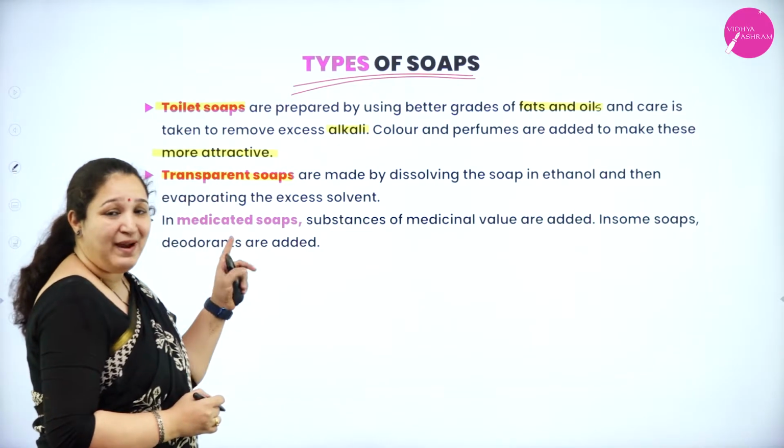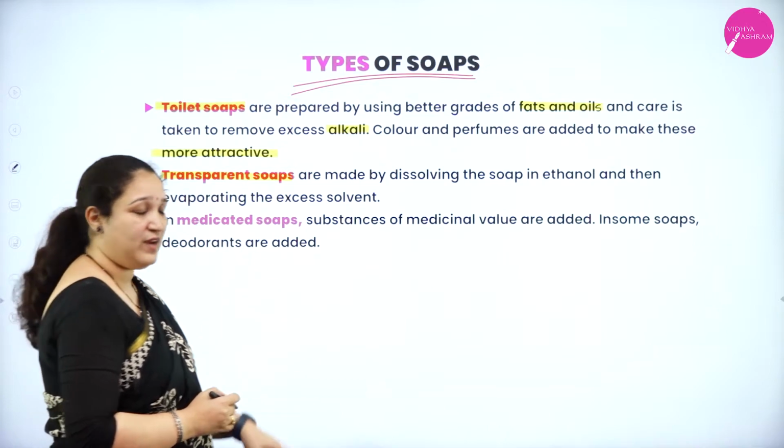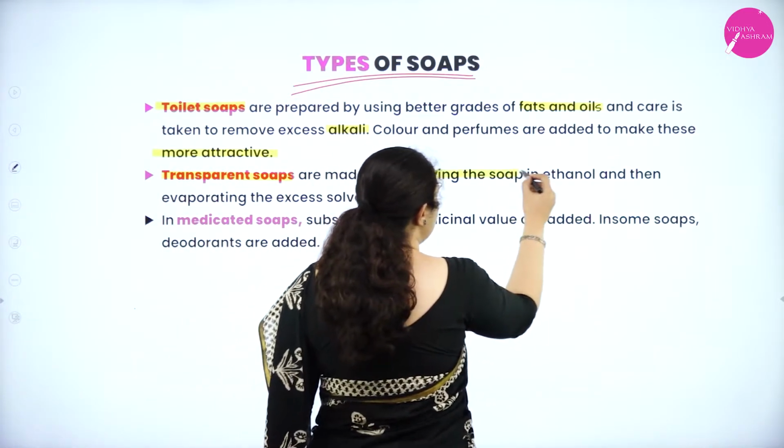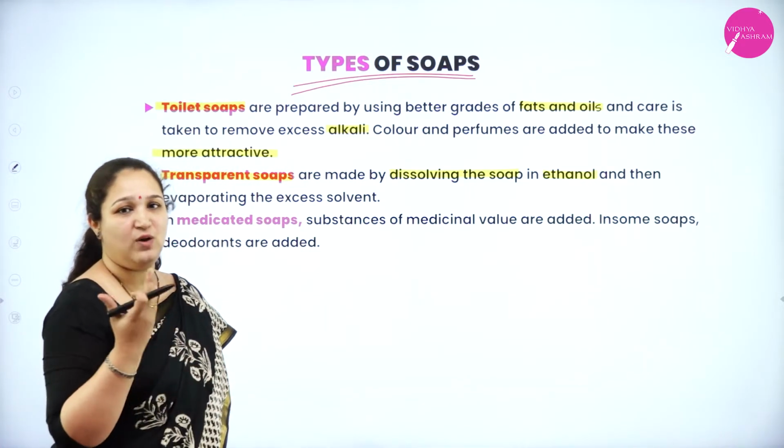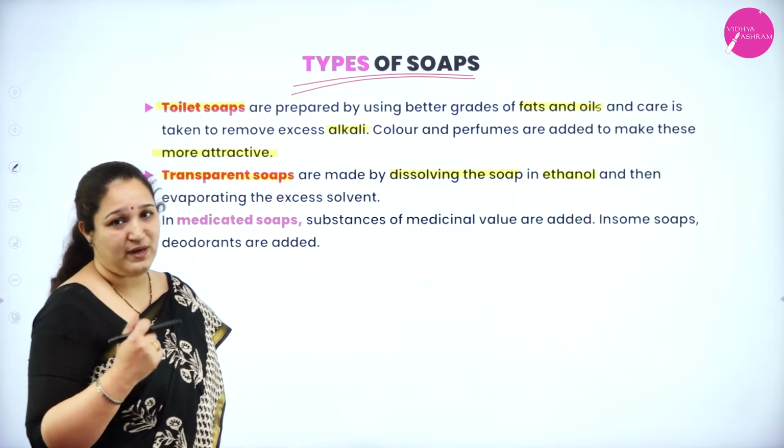Next type of soap is the transparent soap. This is made by dissolving soap. Once the saponification is done, the soap is dissolved in ethanol and excess of the solvent ethanol is evaporated. Then we get transparent soaps.